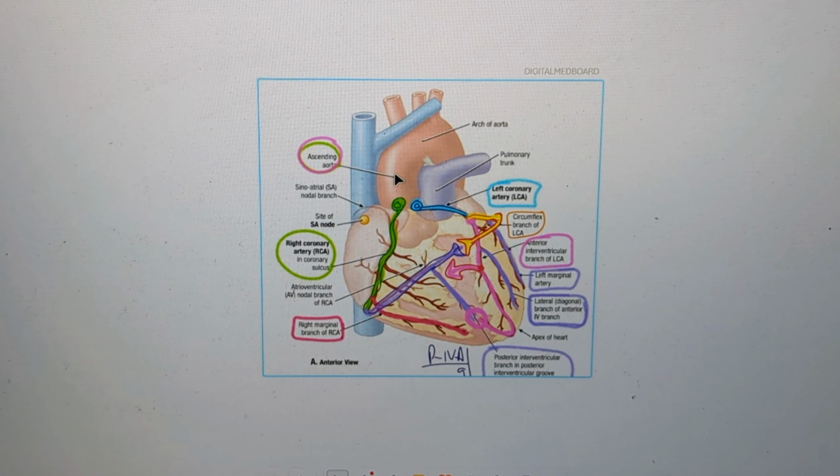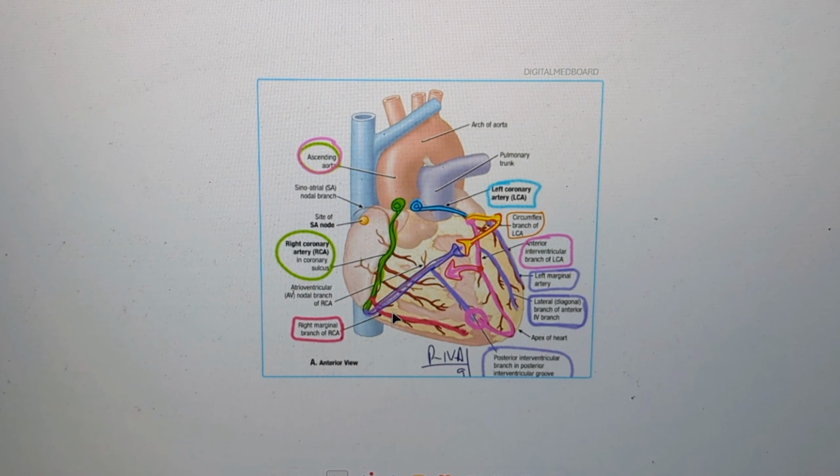The ascending aorta gives rise to both the right coronary artery and the left coronary artery. The right coronary artery supplies the right atrium and the right ventricle. It gives off a branch called the acute marginal artery, which supplies the right ventricle.